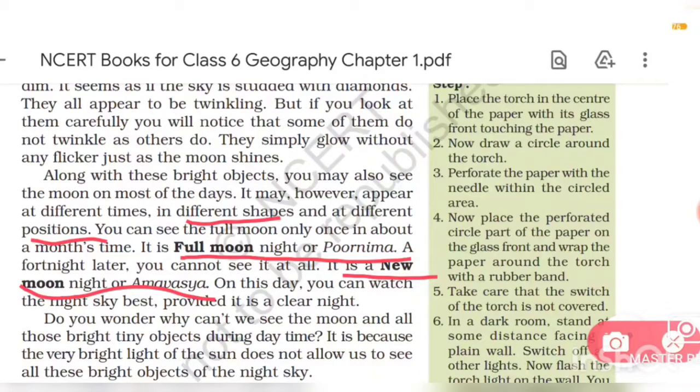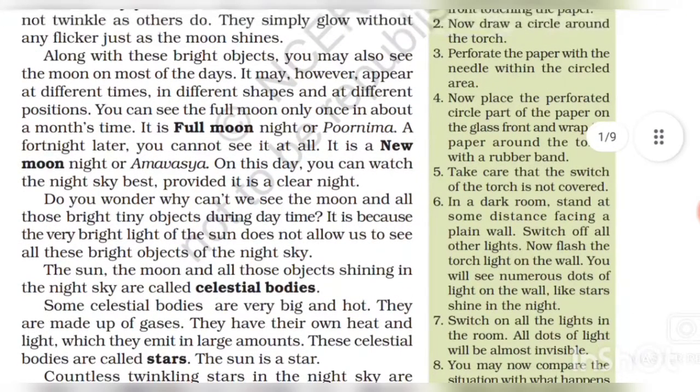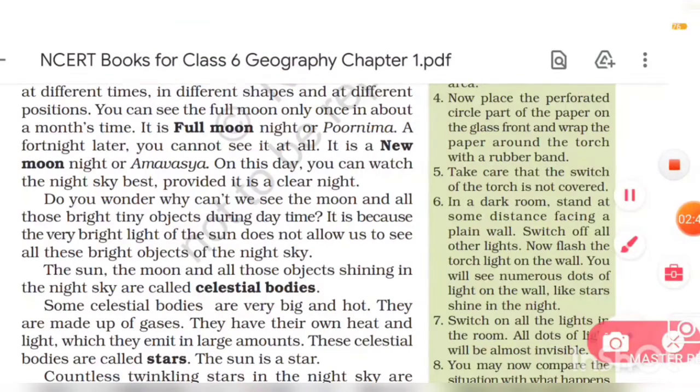And we wonder when we see these very tiny bright objects shining in the night sky, but they are not bright in the day. Why? What is the reason? Why can we not see these objects in the day? Because of the sun. The sun is so bright that we cannot see them during the day.